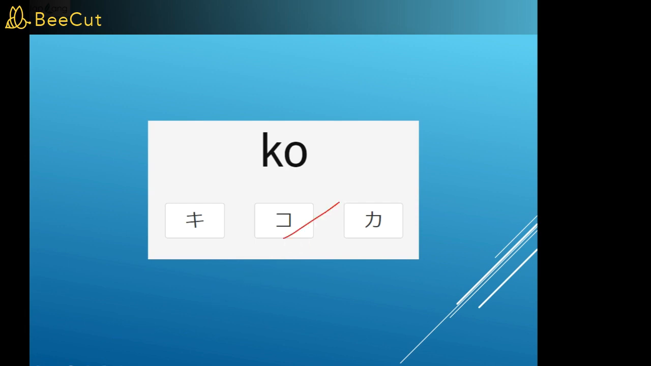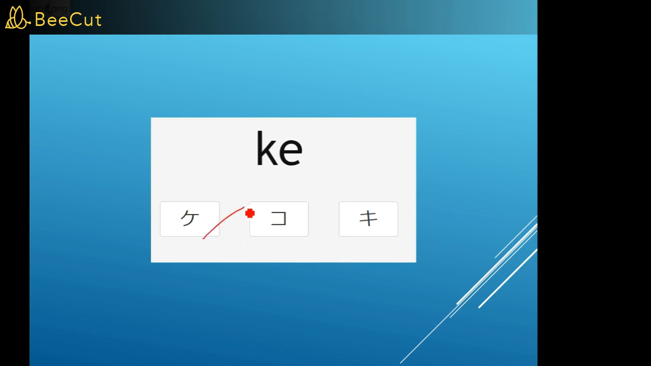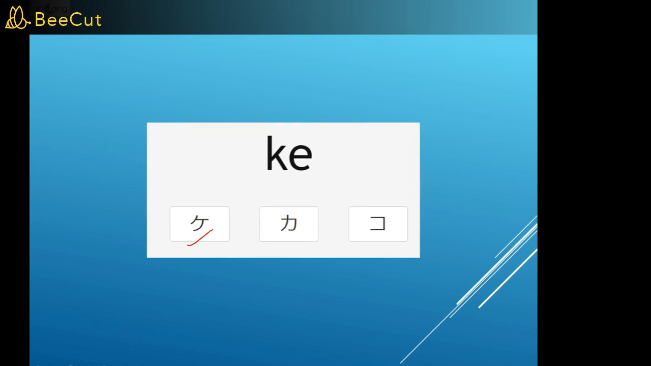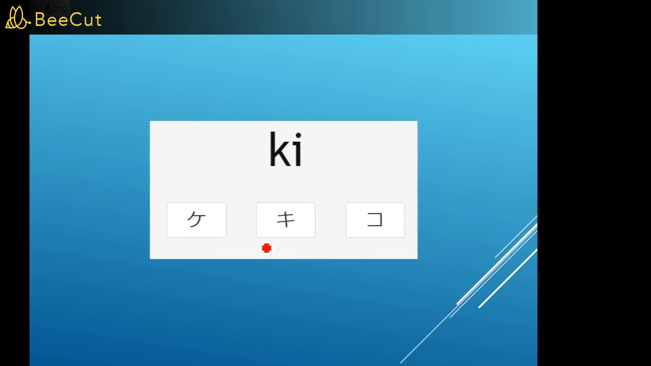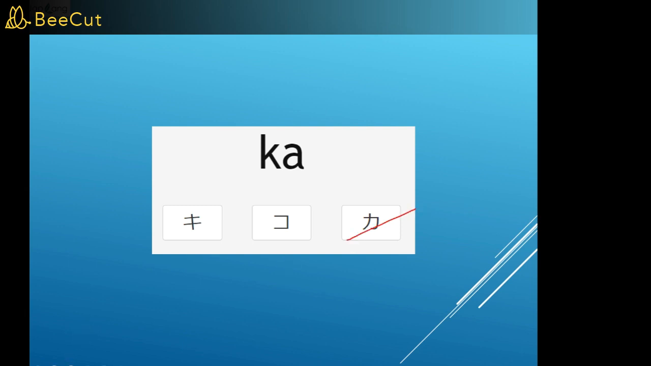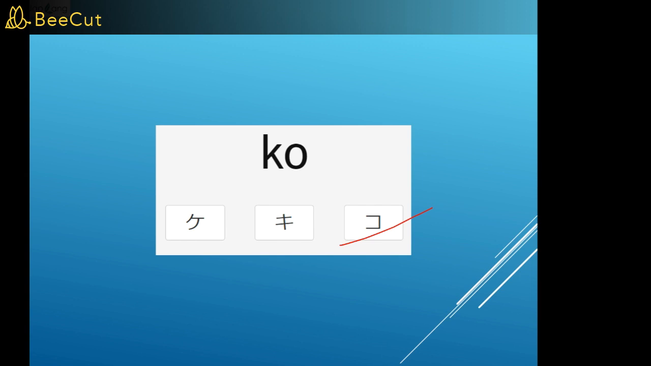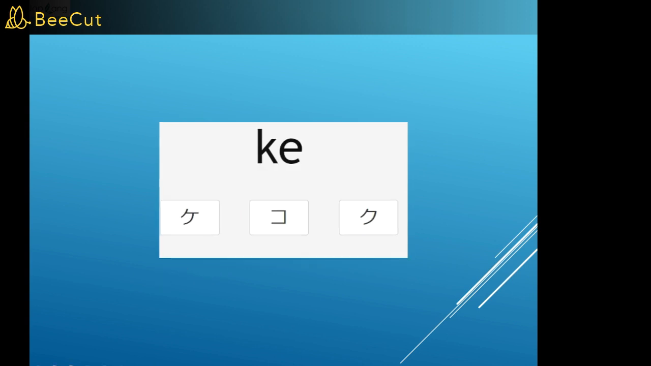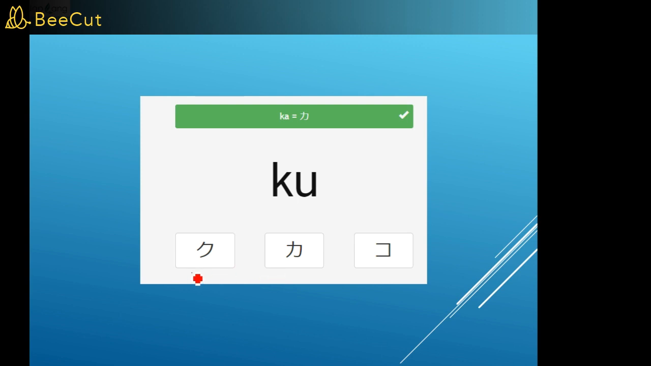Ko. Ki. Ke. Ko. Ke. Ko. Ku. Ki. Ka. Ku. Ko. Ki. Ke. Ki. Ke. Ka. Ku.